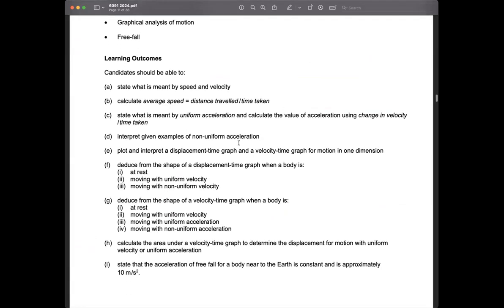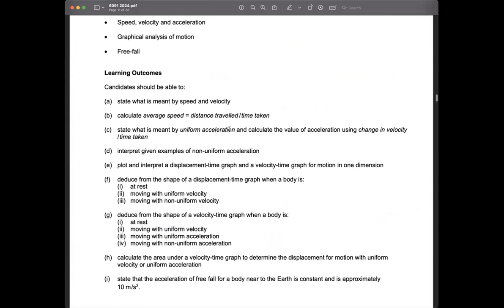So we go to this syllabus. All these definitions I haven't gone through yet. What is uniform acceleration, all these non-uniform, I haven't even talked about yet. So, can we talk about F first? From the shape of a displacement time graph, can you tell when the body is at rest, moving with uniform velocity, and moving with non-uniform velocity? Let me talk about this now.